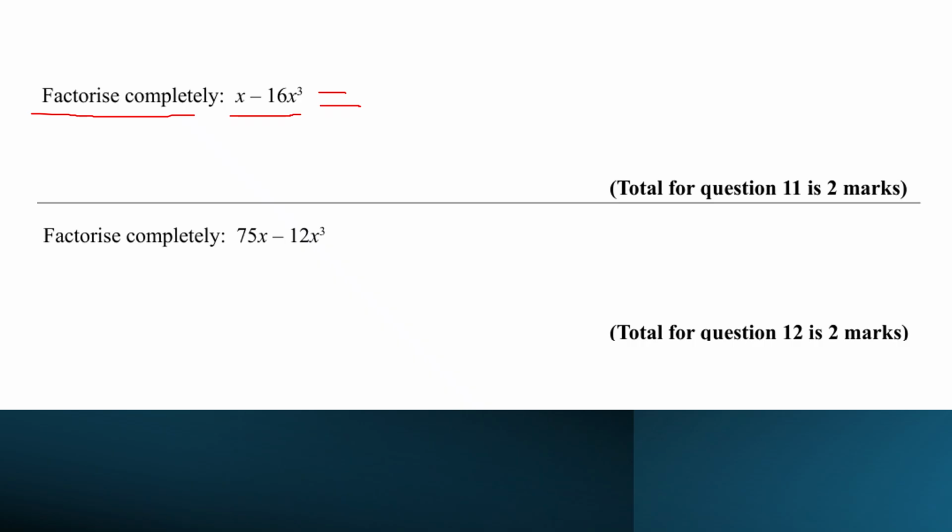So I can take out an x as a common factor, so x and then open bracket. Well, x times what makes x? x times 1 makes x. And then x times what makes minus 16x cubed? Well, that would be minus 16x squared, because x times x squared makes x cubed, and then times by minus 16 gives you minus 16x cubed.